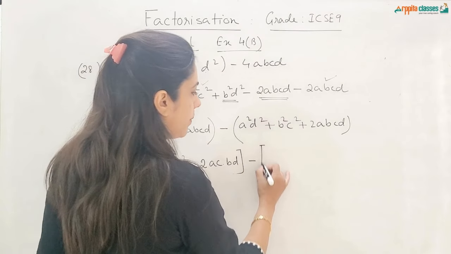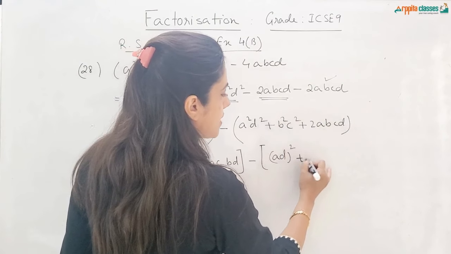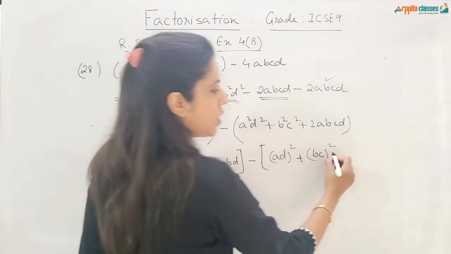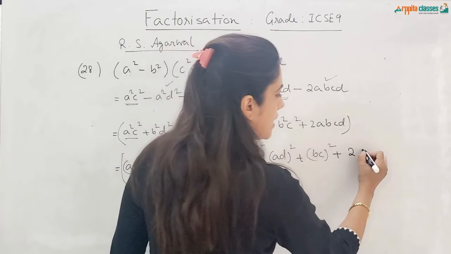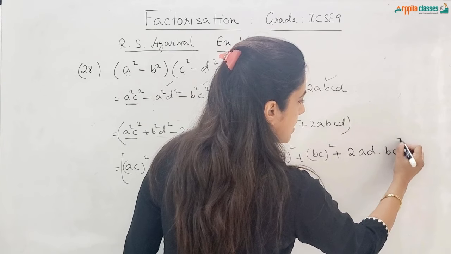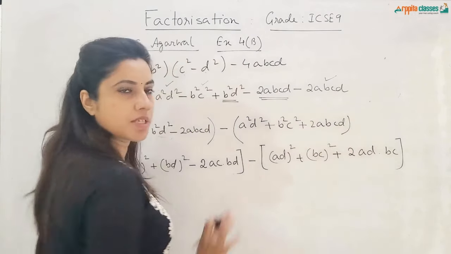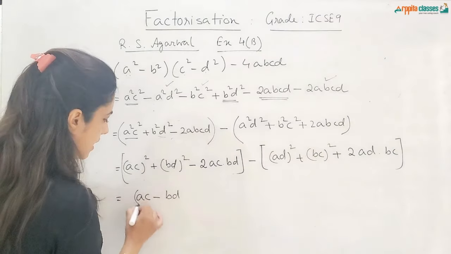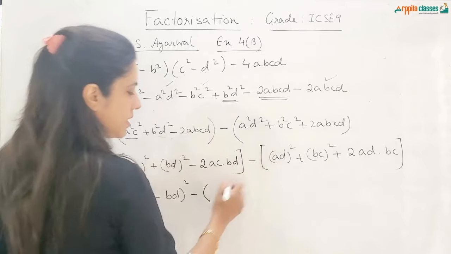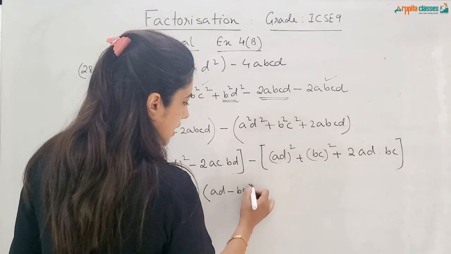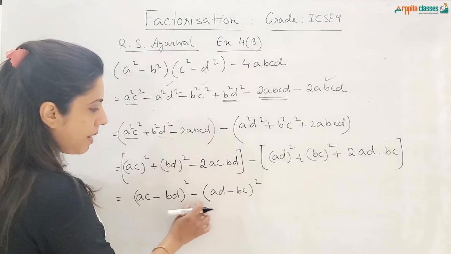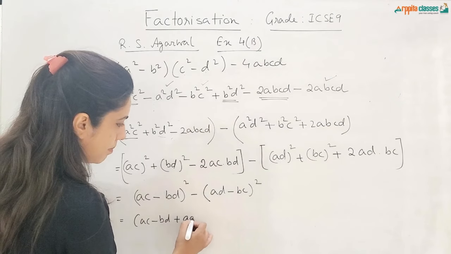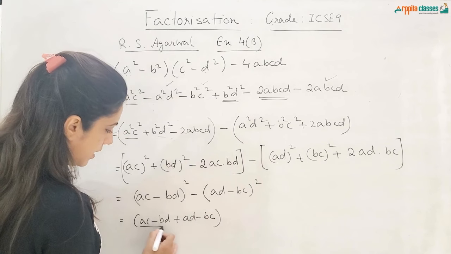Same thing I am going to do here. AD square plus BC square. So I got my A and B, A square plus B square. So now I am going to write 2AB. So A is your AD and B is BC. 2ABCD. I got this, right? Now, this is giving me AC minus BD, the whole square, minus, this is giving me AD minus BC, the whole square. So now this is A square minus B square. So I'm going to write A, this is A, plus B, this is B. You can see clearly this is A and this is B.